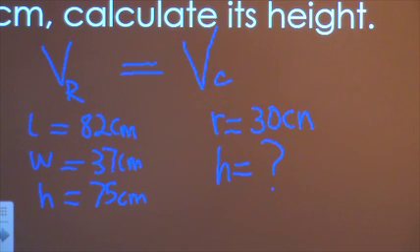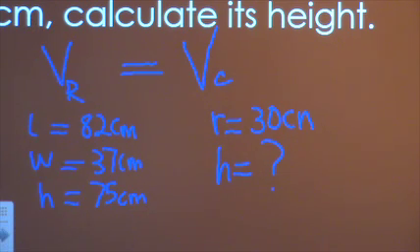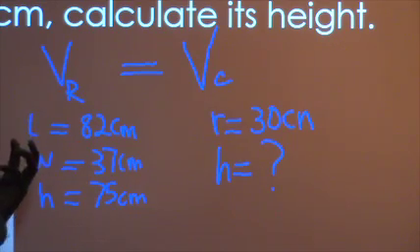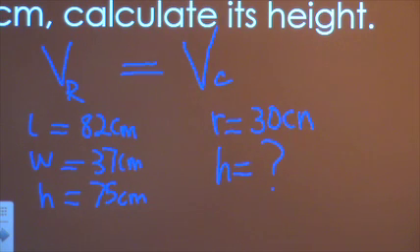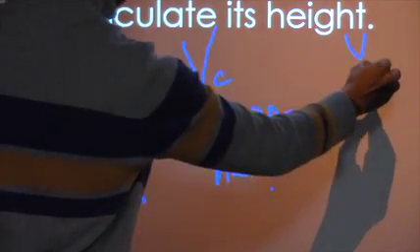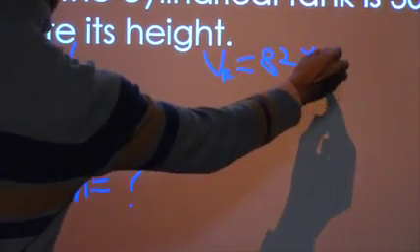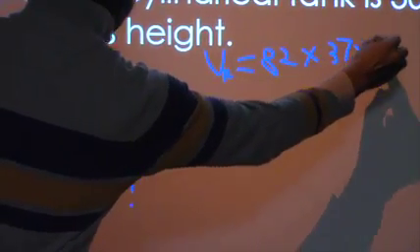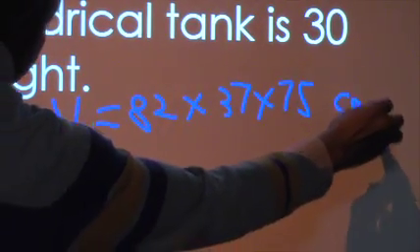So how can we proceed? We can proceed by finding the volume of the rectangular tank, and that volume will be equal to the volume of the cylinder. Then we're going to set that equal to the formula for the volume of the cylinder and be able to find the height. So let's find the volume of our rectangular tank. To do that, we're going to multiply 82 by 37 by 75, and our result will be in cubic centimeters.